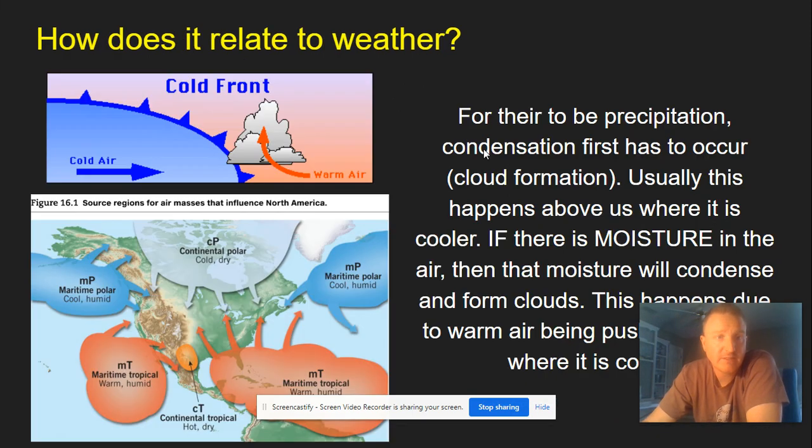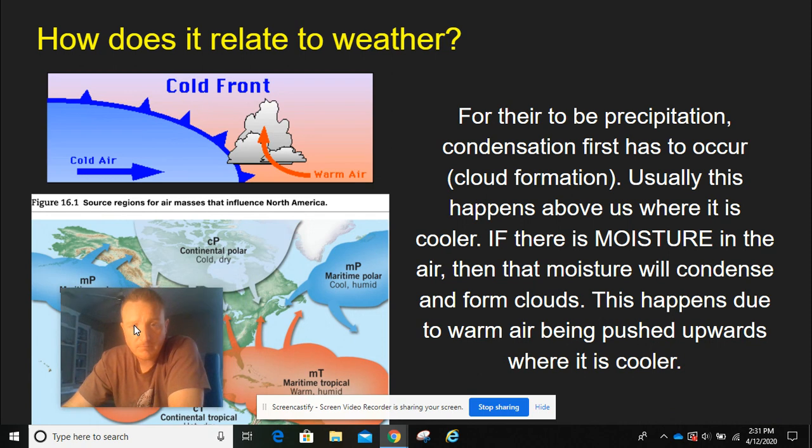So how does this relate to weather? Let's pull this information all together. Let's read this. It says, for there to be precipitation, remember that is rainfall, snow, hail, freezing rain, all that stuff, condensation first has to occur. That is cloud formation. You can't have rain without a cloud, because it has to condense before it rains.